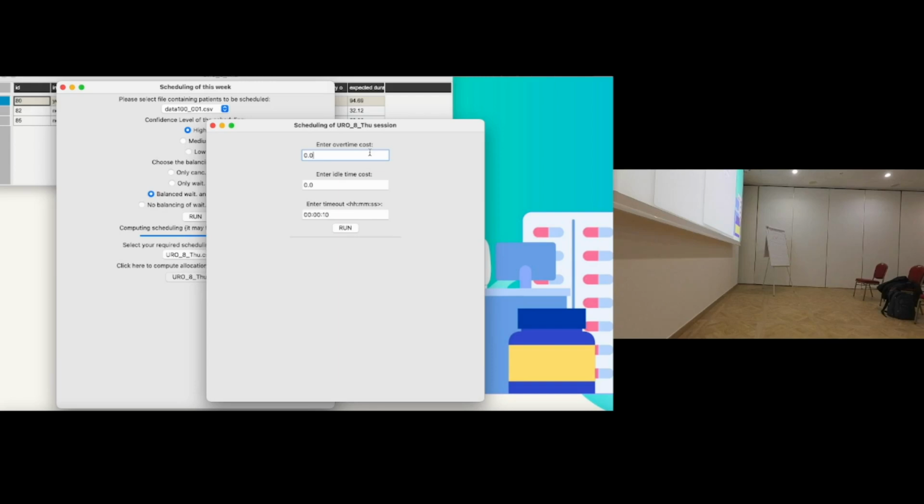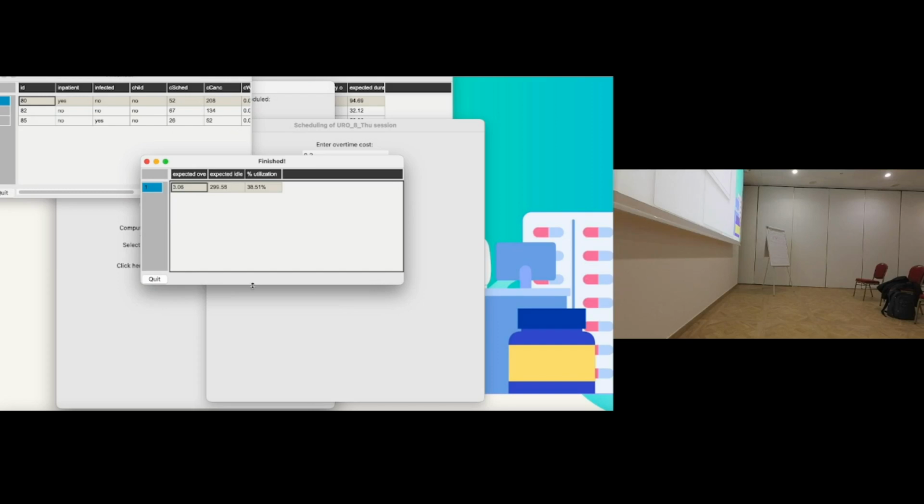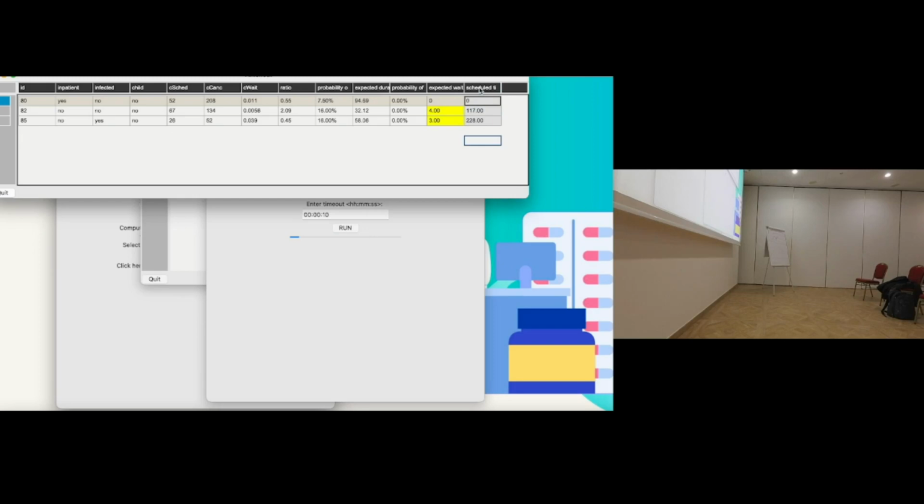The allocation UI allows the user to select an overtime cost, an idle time cost, and a time limit for the genetic algorithm. This procedure generates two CSV files. The first one contains basic statistics on the scheduling. The second one gives a starting time for each patient and additional indicators such as the expected waiting time and probability of cancellation.